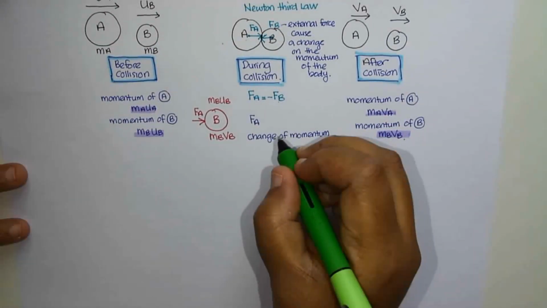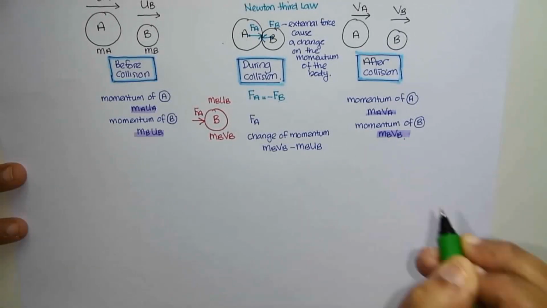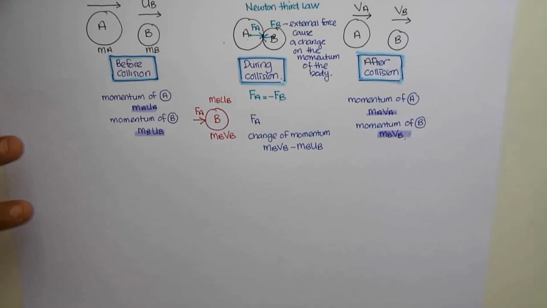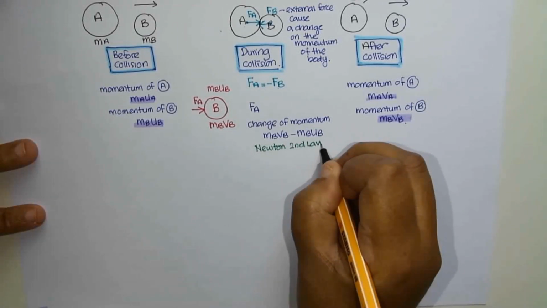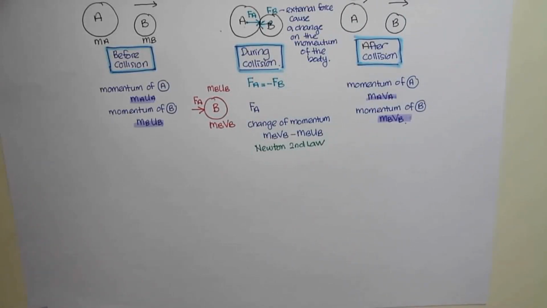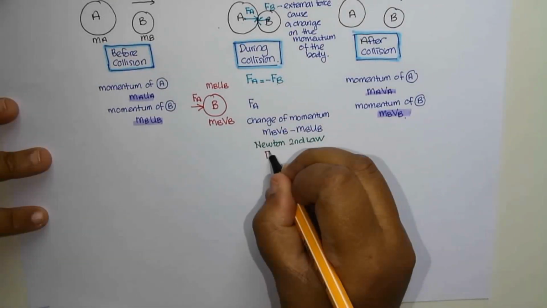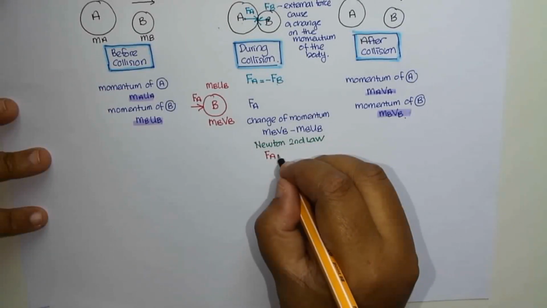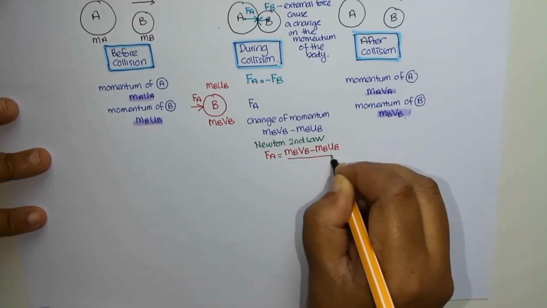So the change of momentum is MB VB minus MB UB. According to Newton's second law, the rate of change of momentum of a body is directly proportional to the resultant force on it. So we can say, using a red pen, FA is equal to MB VB minus MB UB over delta T.